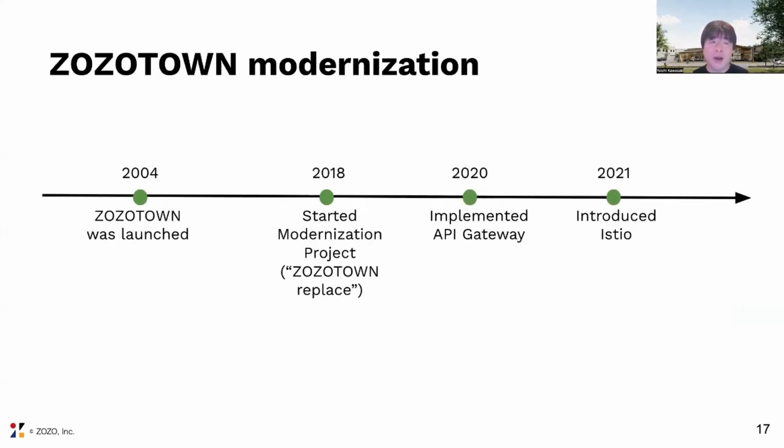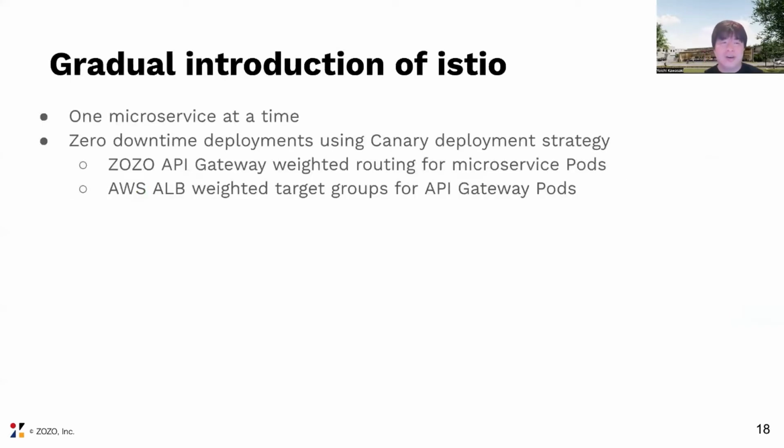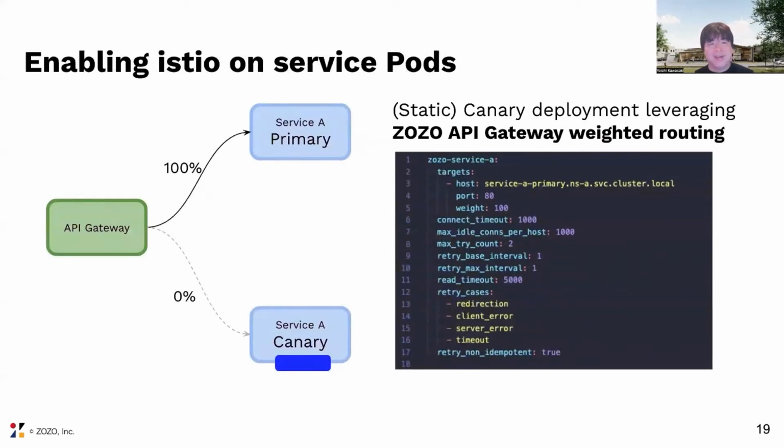In 2021, we introduced Istio onto our production cluster. So for enabling Istio on our microservices architecture, again, we took a gradual migration strategy. We introduced Istio to one microservice at a time. And we took a canary deployment strategy to achieve zero downtime deployment for the migration. We leveraged two different features for the migration of microservices pods and API gateway pods. Let's see how we did the migration of microservices pods.